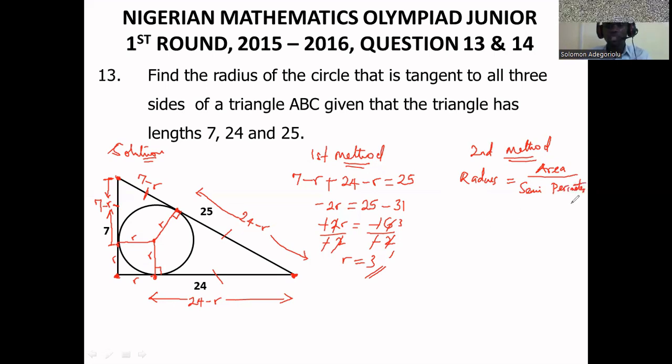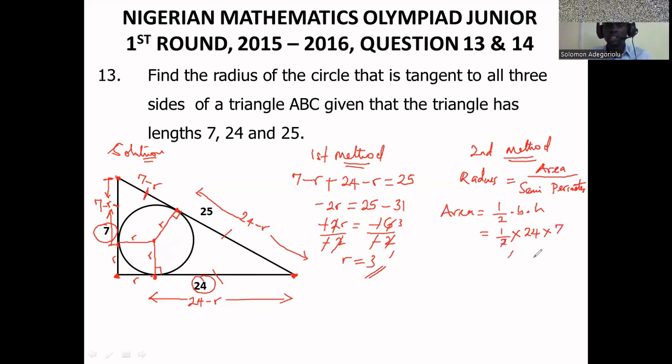Semi-perimeter of the triangle, okay? Area of the triangle over the semi-perimeter of the triangle. So to find the area of the triangle now, we have half base times height, okay? And here is going to give us 1 over 2 times, what is our base? Our base is 24 here. So times 24, then times, what is our height? Our height is 7, okay? Then we have times 7.